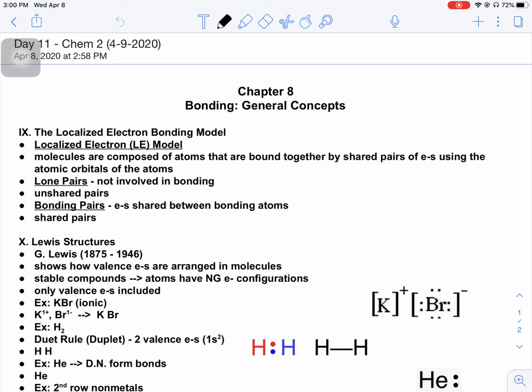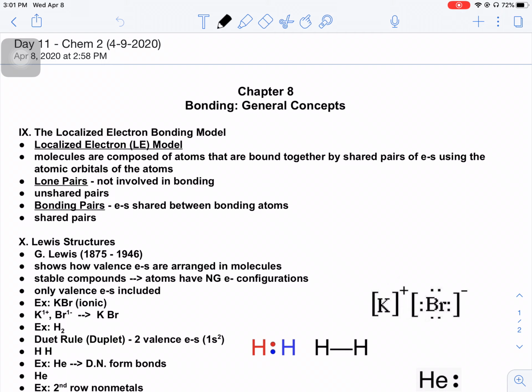Now, we know that there's a couple major types of bonds. There's ionic bonds in which electrons are transferred, but our focus here is going to be more on covalent bonding, which is shared valence electrons. It could be two shared electrons, four, or even six shared electrons.